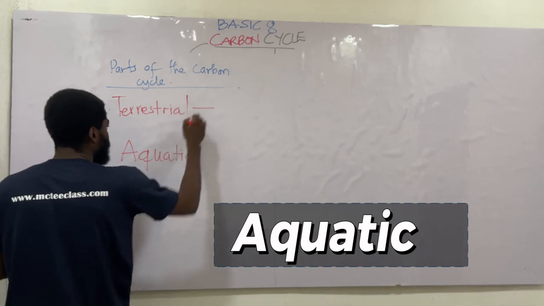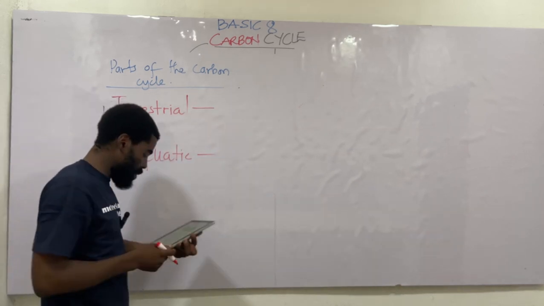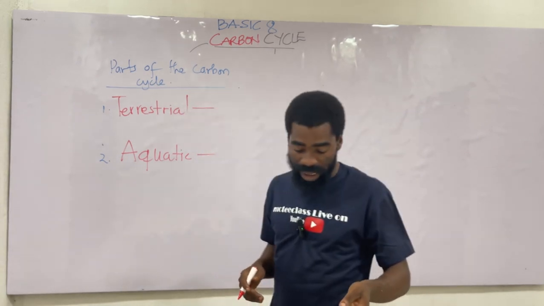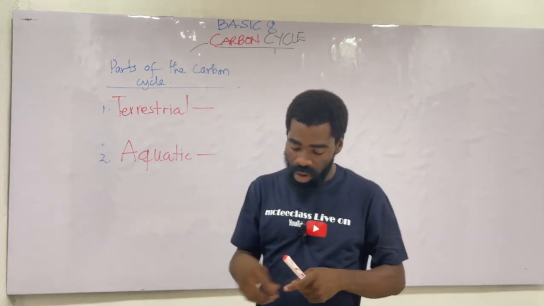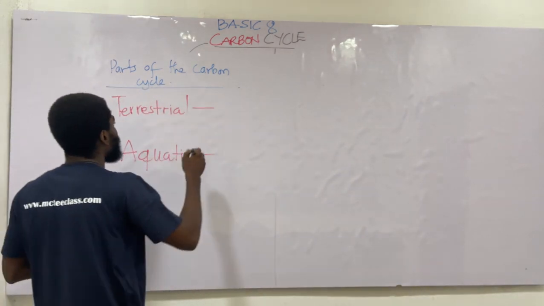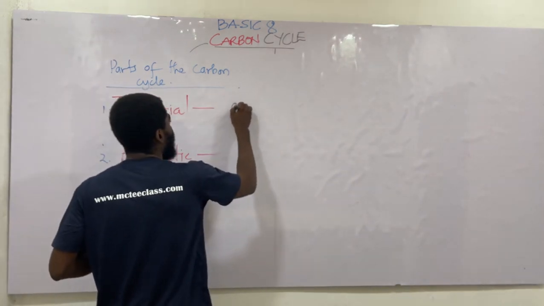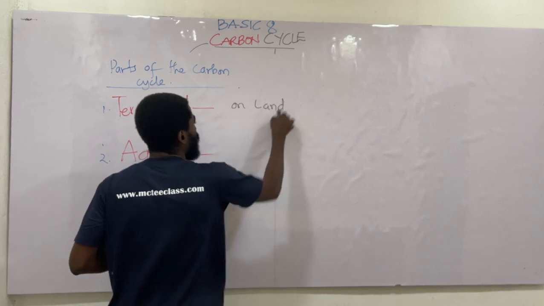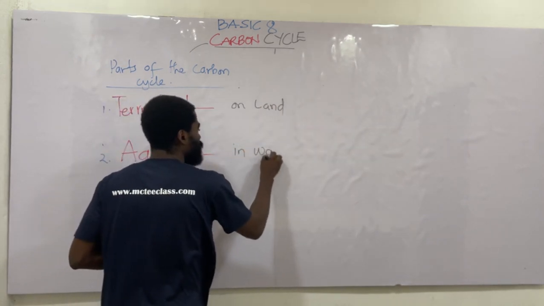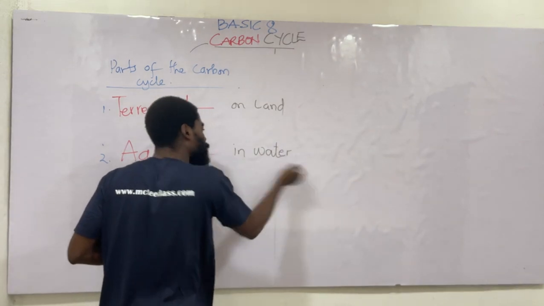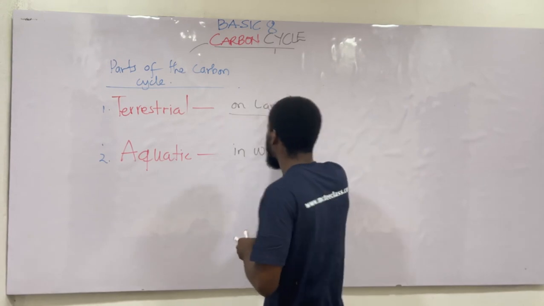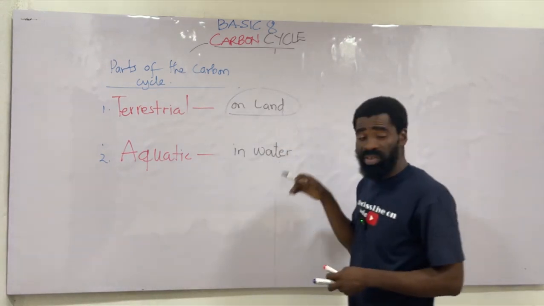Terrestrial means the carbon cycle that occurs or happens on what? On land, and the aquatic means the carbon cycle that happens or occurs on what? In water. So for terrestrial, we have the cycle on what? On land. And this is what? In water. So the fossil fuels that we're talking about will be in the water. Then the dead organisms will be on land. Respiration will be on land, but the fossil fuel will be in water.